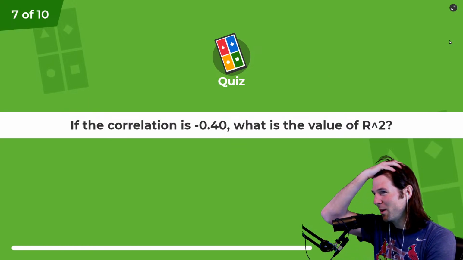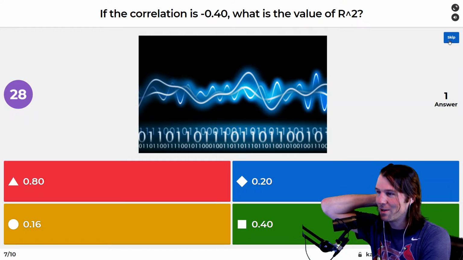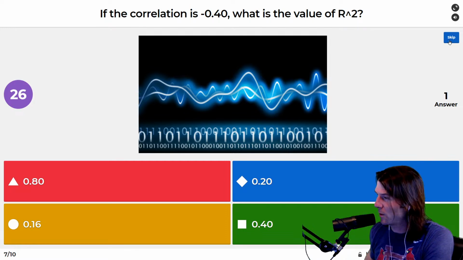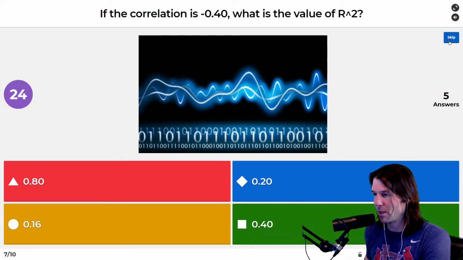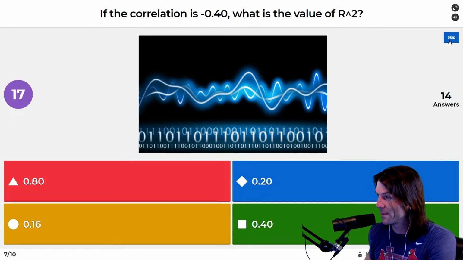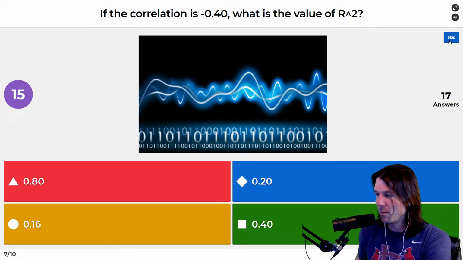If the correlation is -0.4, what is r squared? And hint, it wouldn't matter if it was 0.4. This is r squared we're talking about. It's a complicated formula, r squared. I have no idea how to solve it. As I said, it wouldn't matter if it's -0.4 or 0.4.